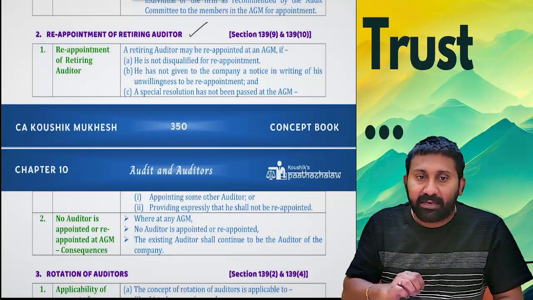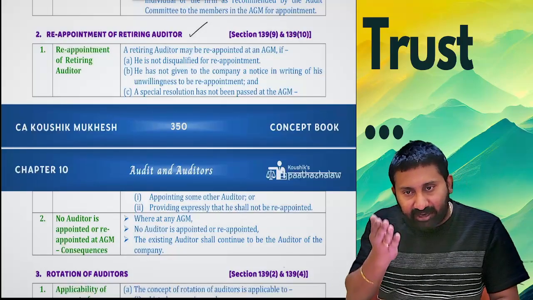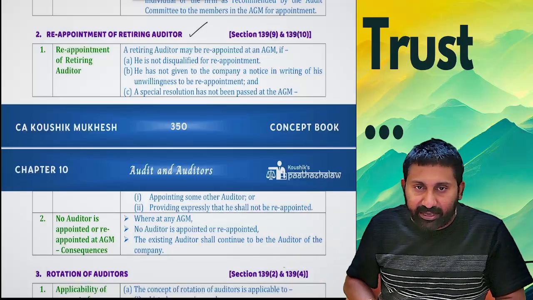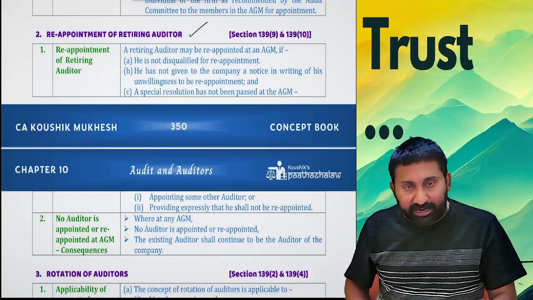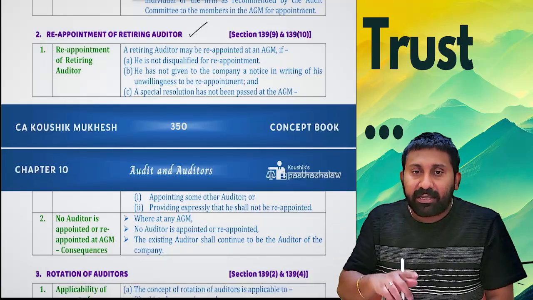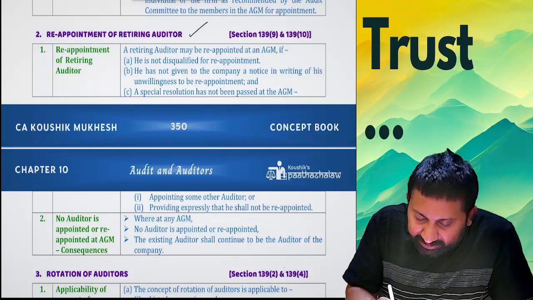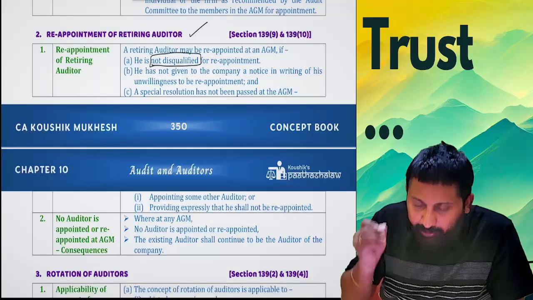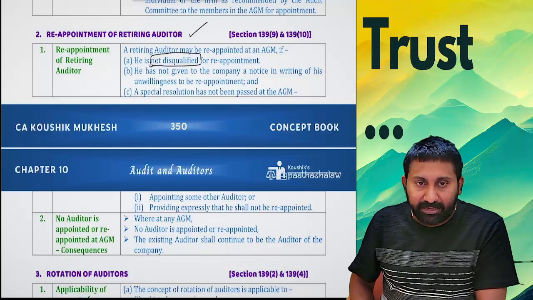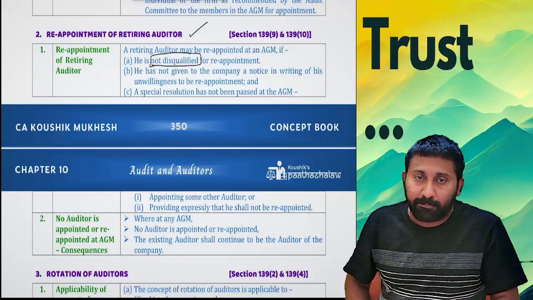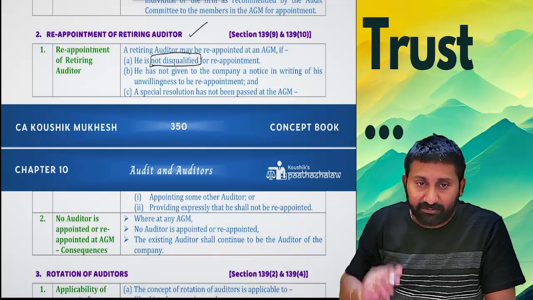In the meanwhile, can he continue or not? Yes, he is automatically reappointed every year unless in the following conditions. That means every AGM they will check that he is not disqualified for reappointment. If he is disqualified, he cannot be reappointed. What are the disqualifications? We will see.